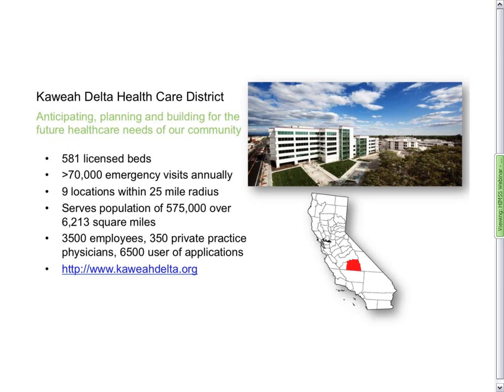Kuwait Delta has been on a steady growth over the past 15 years, much like many organizations in healthcare. Kuwait Delta is in the heart of San Joaquin Valley, which has been called the breadbasket of the world. We serve primarily Tulare and Kings County, which is a rich agricultural area, and we have more cows than people. But they're happy cows because most of them are dairies.